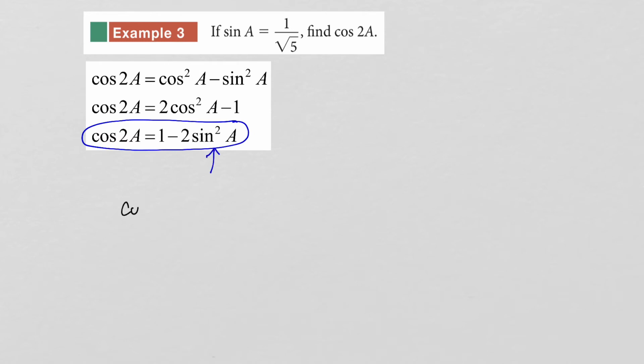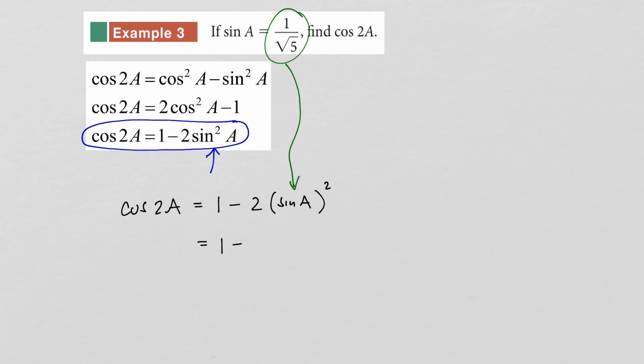So in that last formula, we know that cosine of 2A is 1 minus 2 times sine squared of A, which means sine of A quantity squared. And we know that the sine of A is 1 over radical 5. So if we substitute in that value, we get 1 minus 2 times 1 over radical 5 quantity squared. And this is 1 minus 2 times 1 squared over radical 5 squared, right? So when you have a fraction squared, you need to square the top and square the bottom.